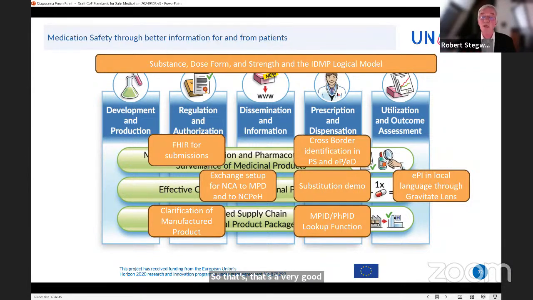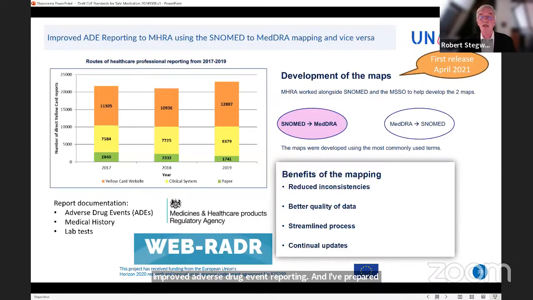But we also want to make sure that we can get the information from the patients, and that's indeed on the next block that you saw. Improved adverse drug event reporting. And I've prepared a slide on that topic as well. So that's on the next slide. We had a report from the MHRA as part of one of our communities of expertise. They are looking at what they call yellow card reports. Yellow card reports are reports of adverse drug events, including medical history, including some lab tests.